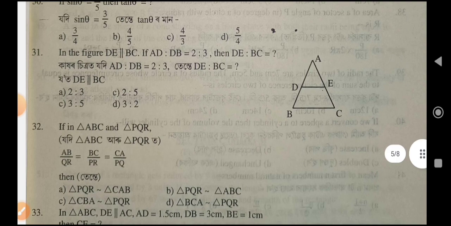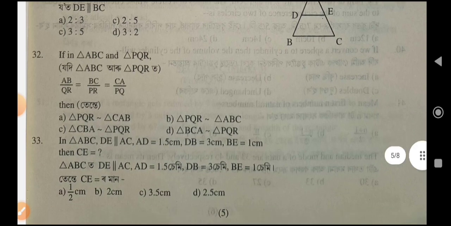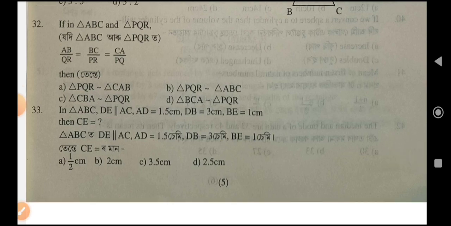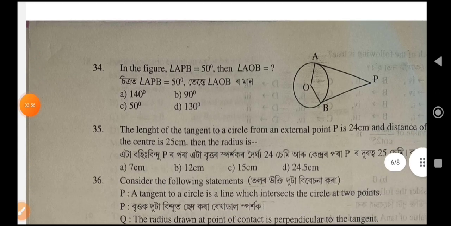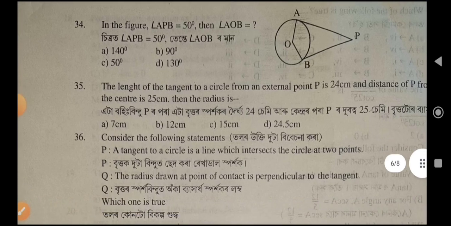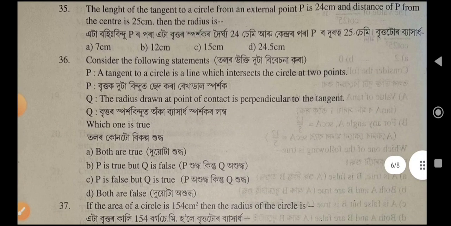Then 32, the answer will be A. 33, the answer will be option A. Next, question number 34, the answer will be option D, 130 degree. 35, the answer will be option A. Next, 36, option C.